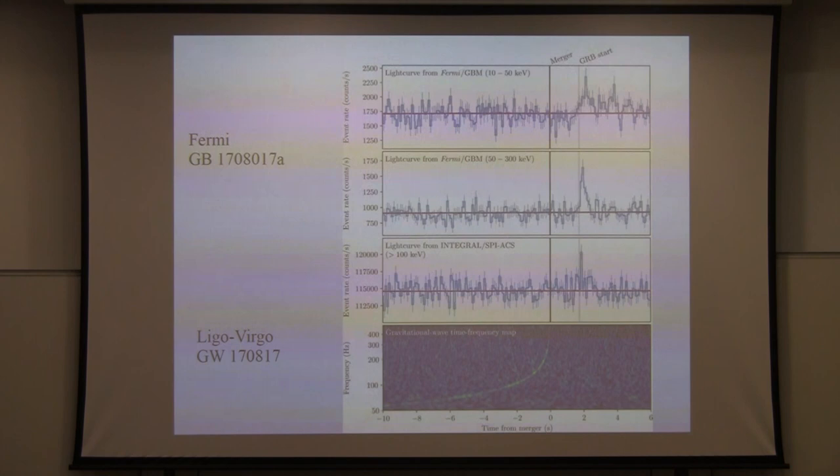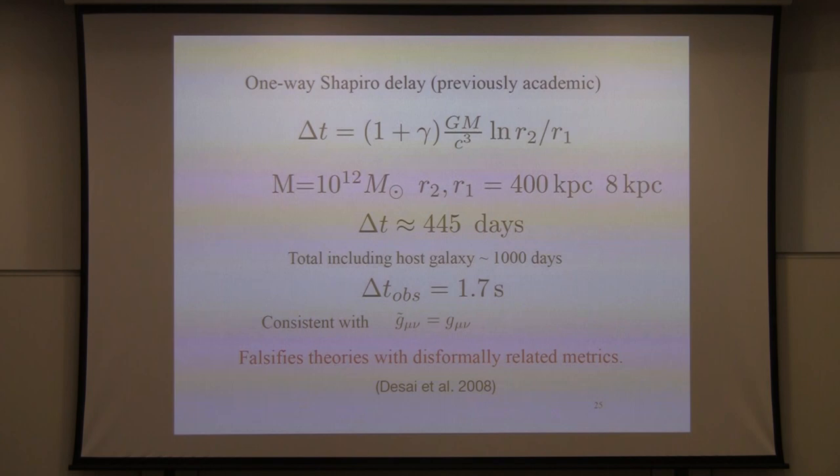Now, that shouldn't have been so small, because you can calculate the Shapiro delay of the gravitational waves, and the Shapiro delay of the gamma rays. And it should be 445 days for this model. The observed is 1.7 seconds. So it's consistent to high accuracy with the gravitational radiation moving at the same rate as the electromagnetic radiation. And that effectively falsifies theories with disformally related metrics. So that would seem to rule out TeVeS.